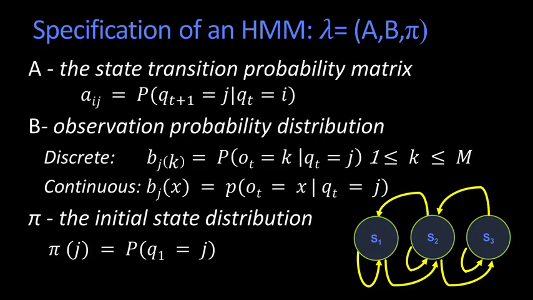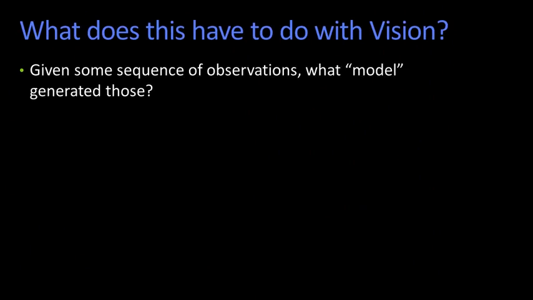This is about the time when you might say, what does this have to do with computer vision? What does this have to do with vision? I'm so glad you asked. Well, another way of phrasing what we've been doing is, given some sequence of observations, which model was most likely to have generated those?